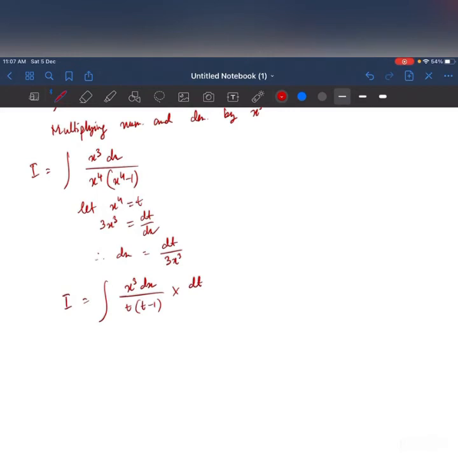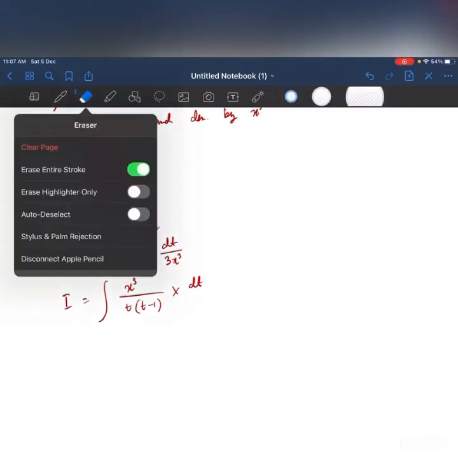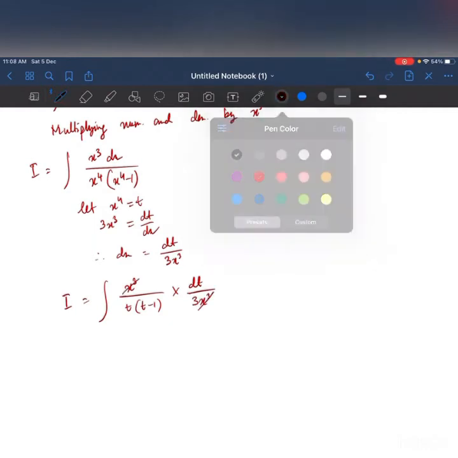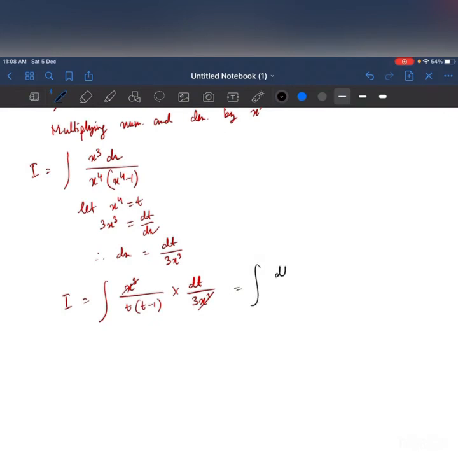There will be no dx in there. From where did the dx come? In place of dx I have to replace it with dt by 3x cube. Now x cube goes away. So what we have is integration of dt divided by t into t minus 1.